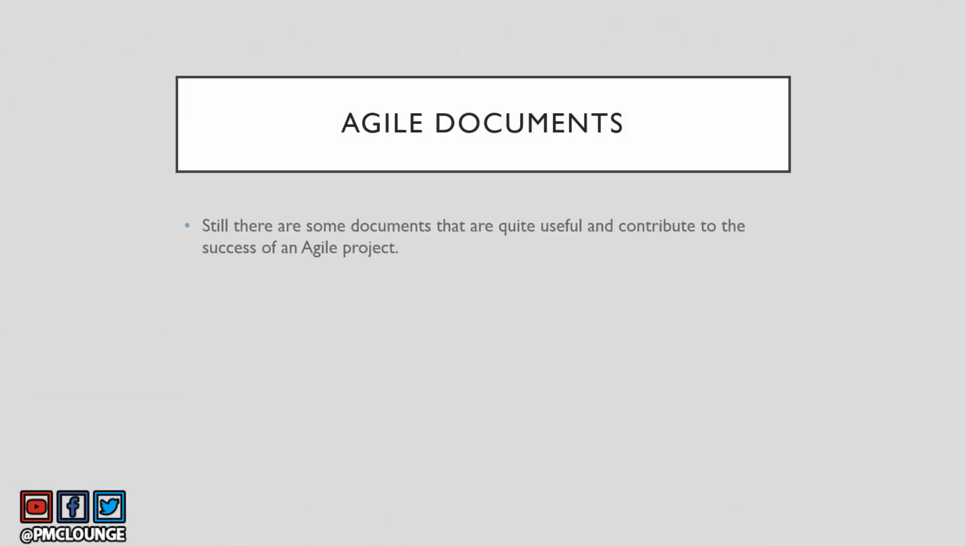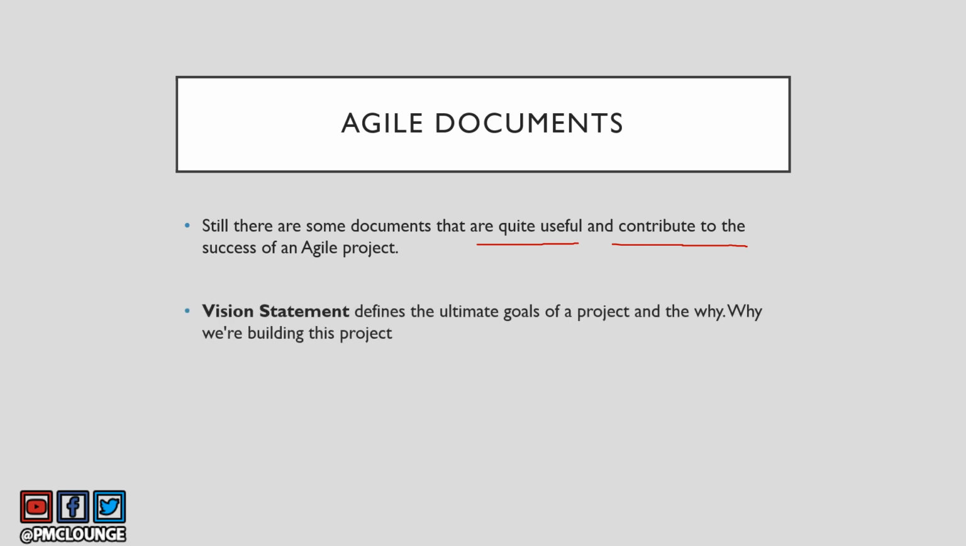Now, all that being said, it should be noted that there are some documents that are actually very, very useful and they contribute to the success of an agile project. So teams should consider generating these documents. Now, like I said earlier, there's no mandatory list of all the documents that must be generated for an agile project, because that would defeat the entire purpose of agile itself. But these are documents that are generally generated when you are delivering an agile project.